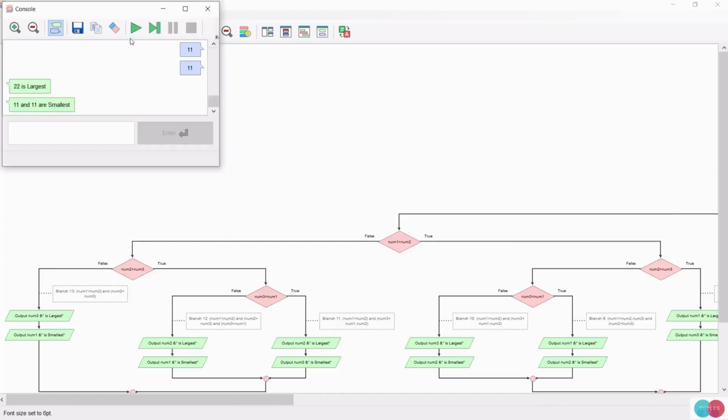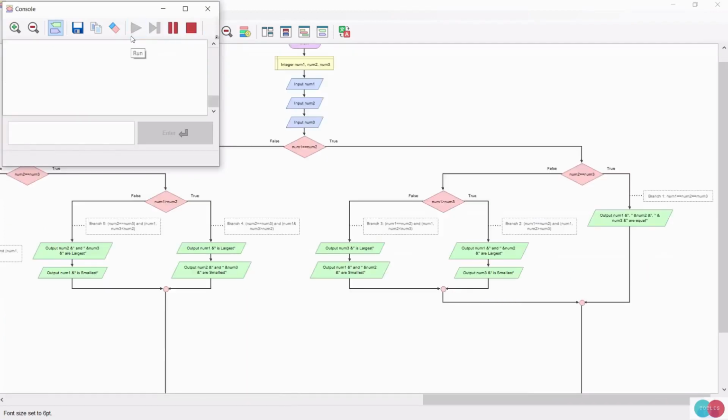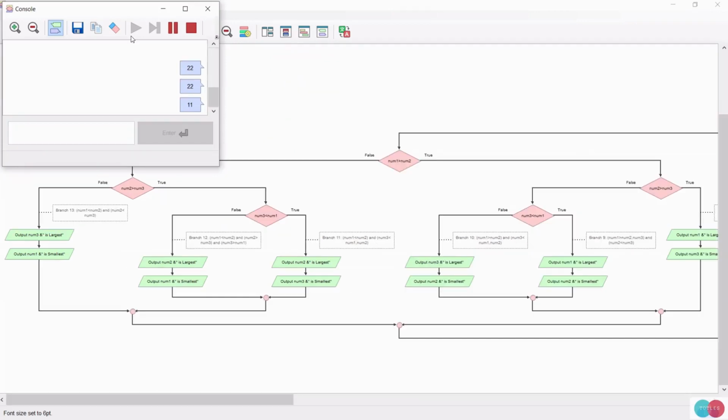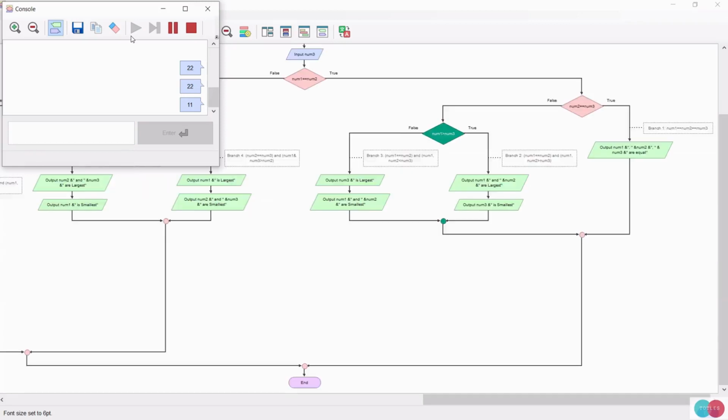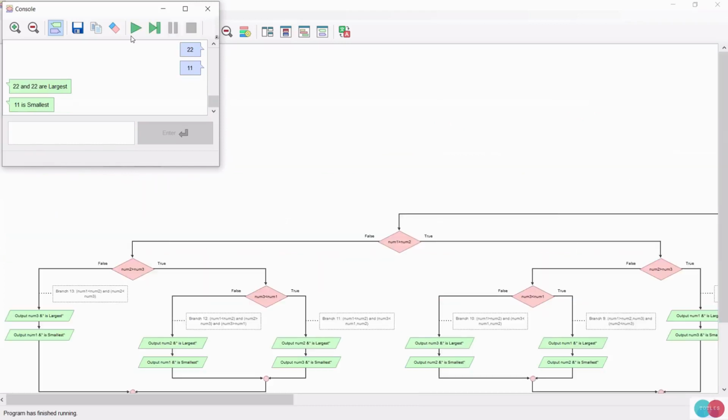Now the fourth scenario is also done. We will see the fifth scenario. The fifth scenario is first and second number are same, but they are larger than the third number. So 22, 22 and 11. Okay, so the first and second number are largest, where the third number is smallest.